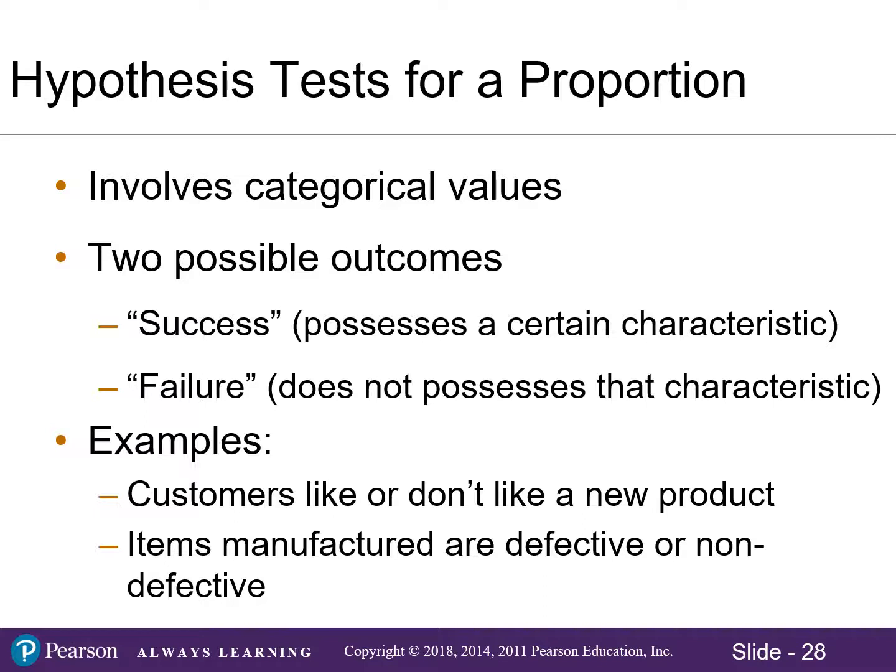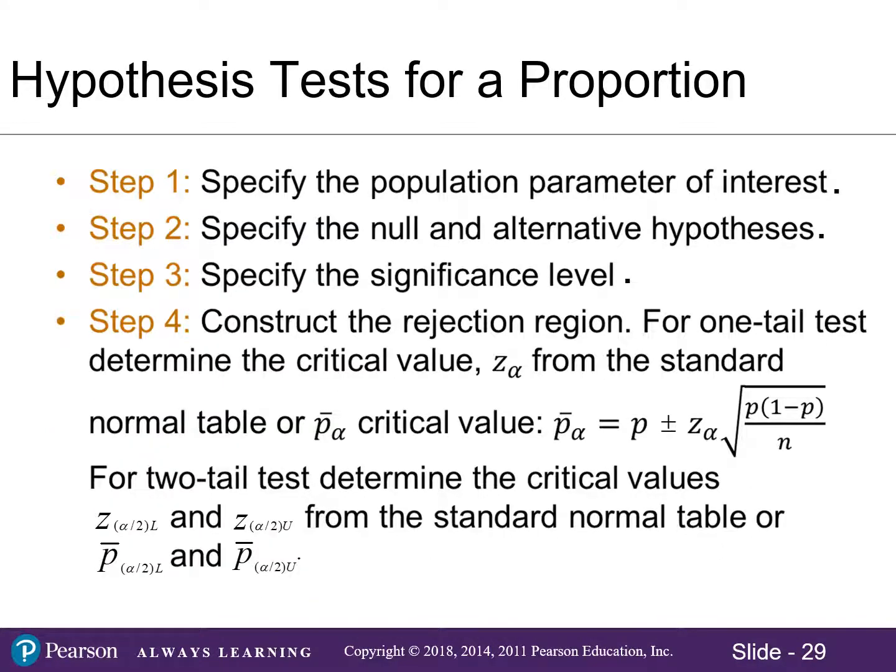For examples, customers that like a product or not like a product, how many defectives I have, how many non-defectives do I have, stuff you can count. Countable things.